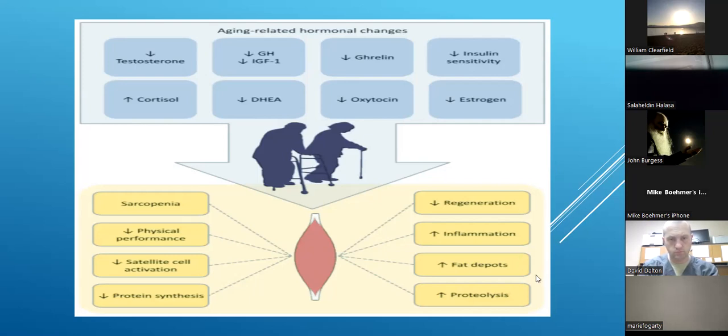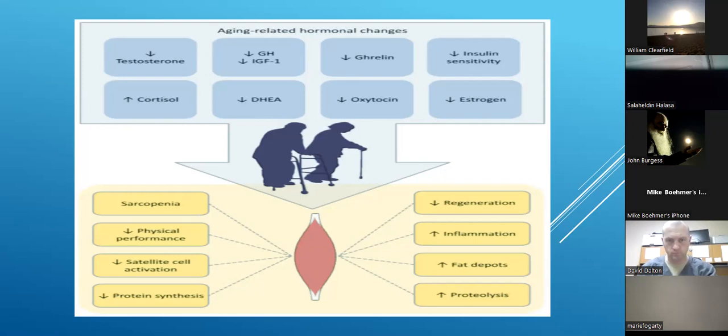Okay, so how can we reverse all of this? Just by giving oxytocin. Because oxytocin helps to increase the testosterone. Oxytocin helps to increase the growth factor. Oxytocin helps to increase the ghrelin. Oxytocin helps to increase insulin sensitivity, increase estrogen, increase the endogenous oxytocin itself, increase the DHEA, and decrease the cortisol. So we can reverse all of this and slow the process of aging and slow the muscle atrophy and the bone atrophy, and we can help to slow the process of aging.